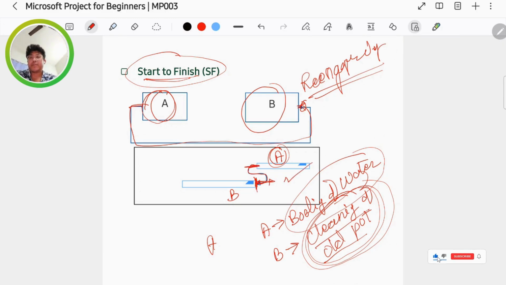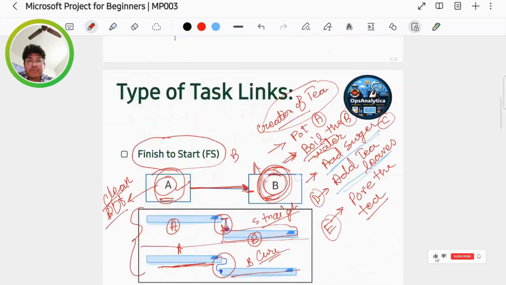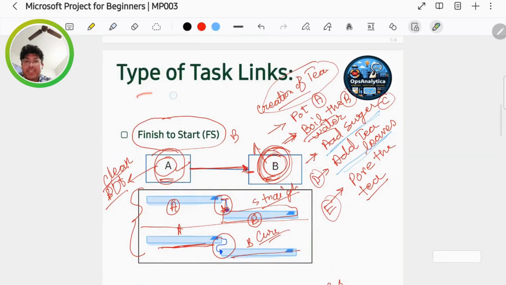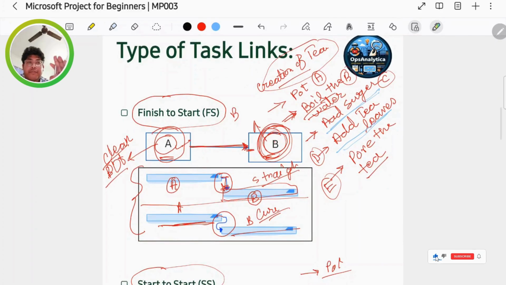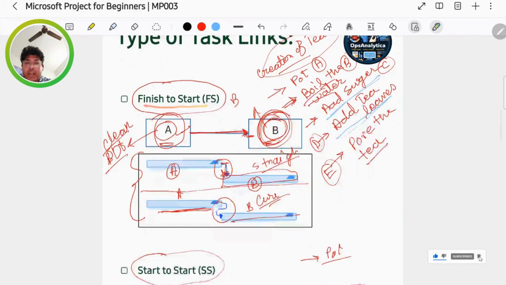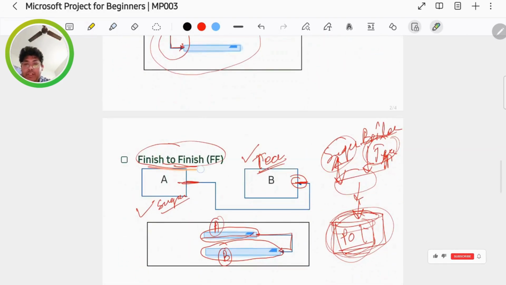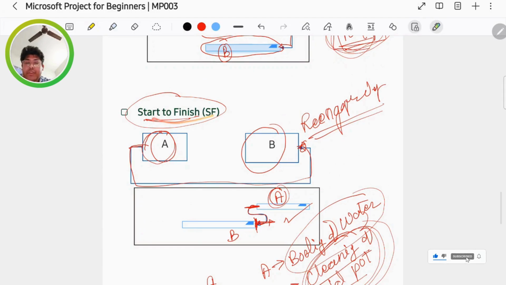So these are the couple of terminologies or concepts that we have to know whenever we are working on Microsoft Project. Always remember this. First, what is a successor and what is a predecessor. You have to know this. And then you have to know the types of task links. There are four types of link: finish to start, start to start, finish to finish, and start to finish.